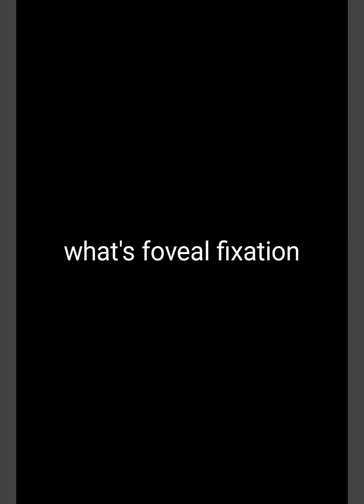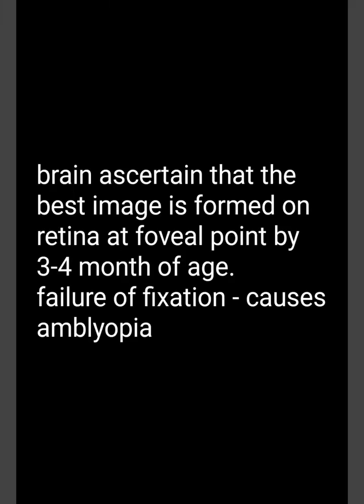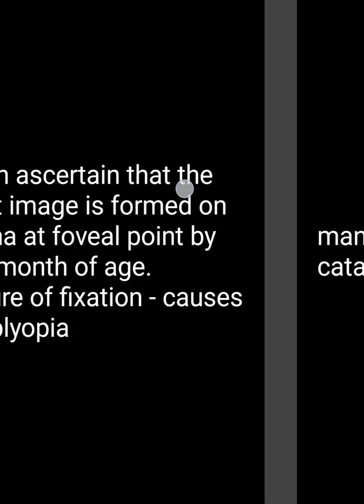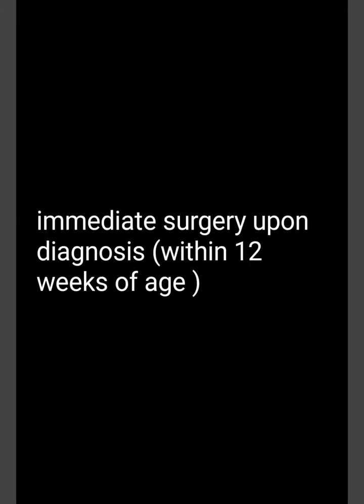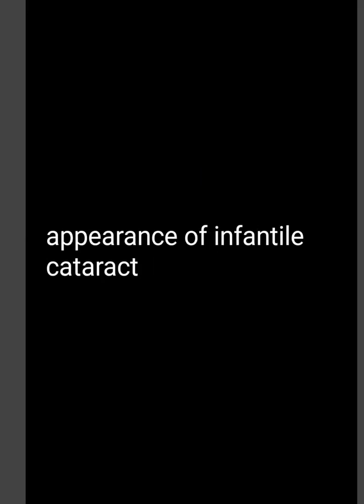What's foveal fixation? The brain ascertains that the best image is formed on the retina at the foveal point by 3 to 4 months of age. Failure of fixation causes amblyopia. Management of infantile cataract: immediate surgery upon diagnosis, within 12 weeks of age.